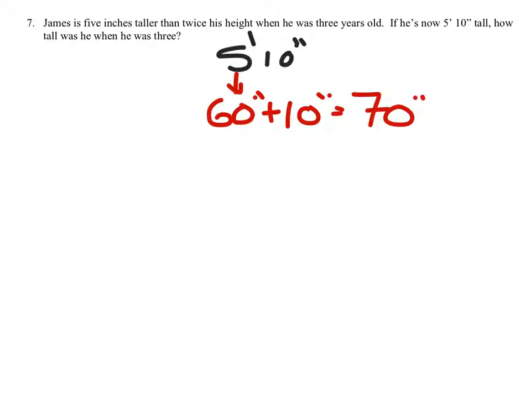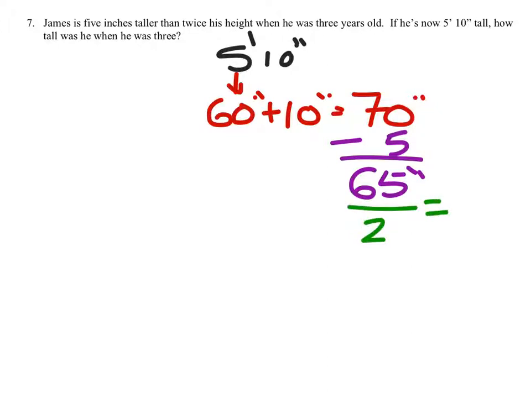How did you get 60? So we've got to work backwards. The first thing we should do is, remember, it's twice the height and then 5 inches taller. So I'm going to take off the 5 inches first, which gives us 65 inches. Now it says that would be twice that height from 3 years old. So I'm just going to take this and divide it by 2, and I get 32.5 inches.